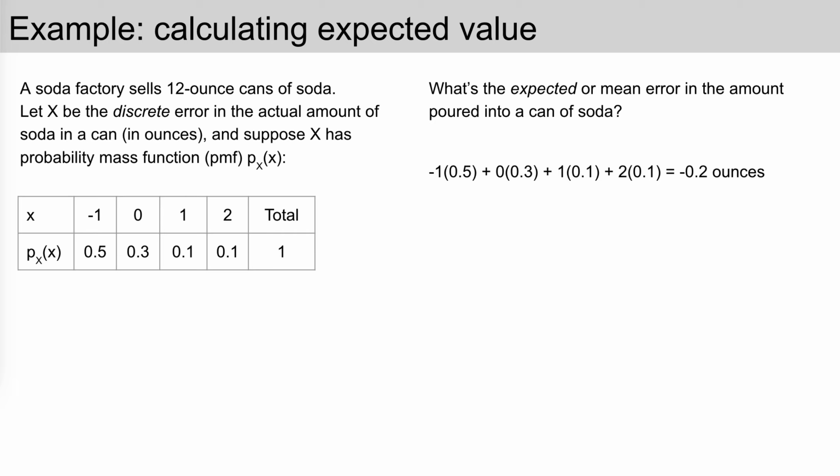Instead, to calculate the expected value of x, we can calculate the weighted average. Specifically, we weight each possible outcome of x by its corresponding probability, and then add these up. So x equals -1 with probability 0.5, or x equals 0 with probability 0.3, or x equals 1 with probability 0.1, or x equals 2 with probability 0.1. By this calculation, notice that on average, the machine underpours by 0.2 ounces. In mathematical notation, E of x represents the expected value of x.